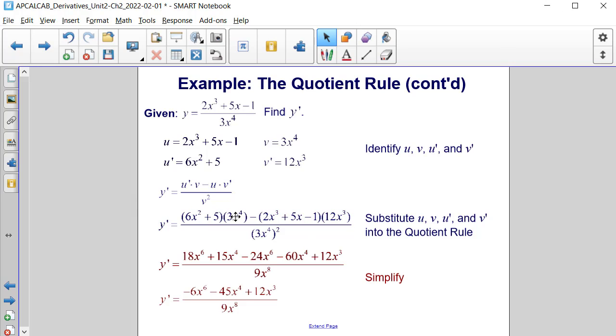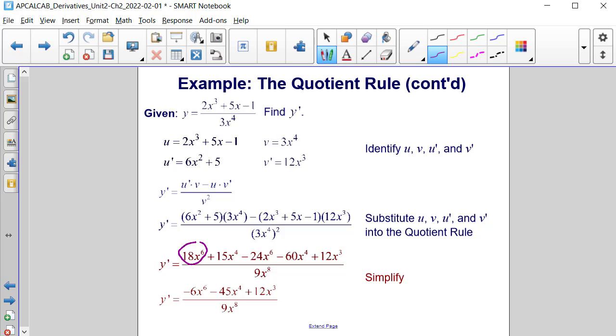And if we now distribute and multiply these, we get 18x to the sixth plus 15x to the fourth minus 12x to the sixth minus 60x to the fourth plus 12x to the third, all divided by 9x to the eighth.